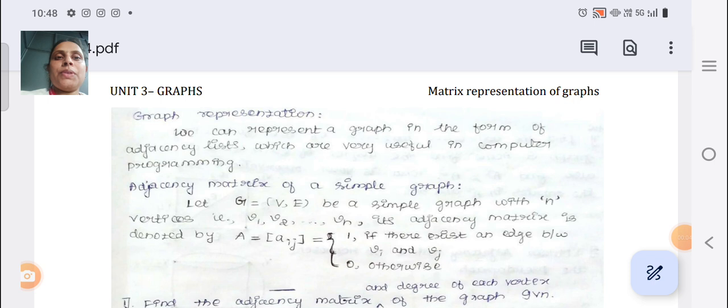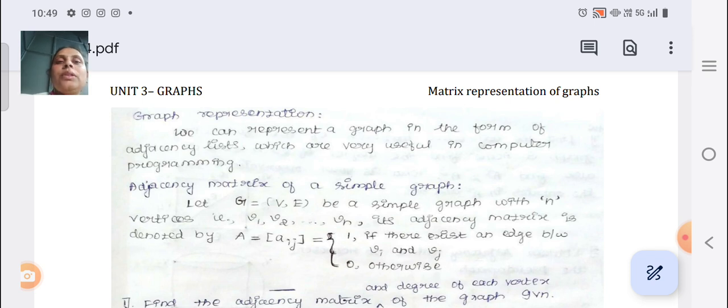Today we are going to see graph representation. We can represent a graph in the form of an adjacency matrix, which is very useful in computer programming. This adjacency matrix is very useful to computer programming. The adjacency matrix of a simple graph.